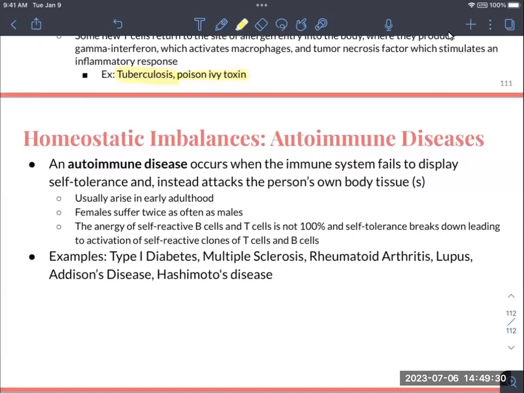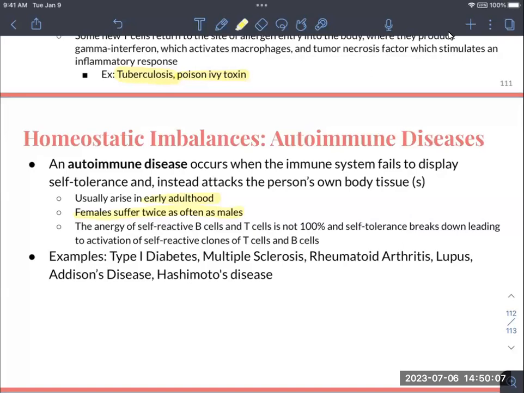And then there are autoimmune diseases. That's when our immune cells no longer can identify self. They don't have that self-tolerance. They can't identify self versus non-self. So they start attacking their own tissues. It usually starts in early adulthood, and unfortunately, females suffer it more often than males. These cells, that anergy and that deletion that's supposed to happen does not happen.